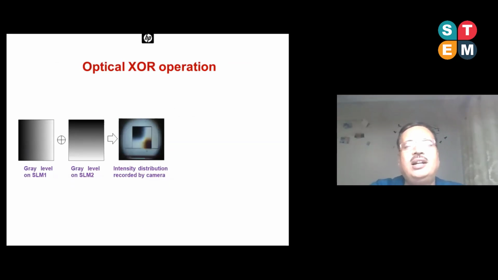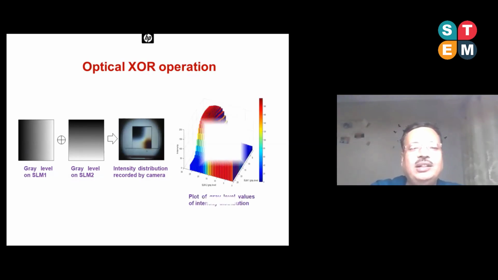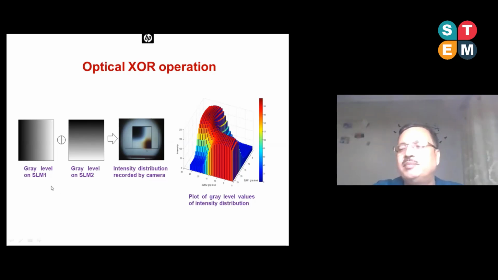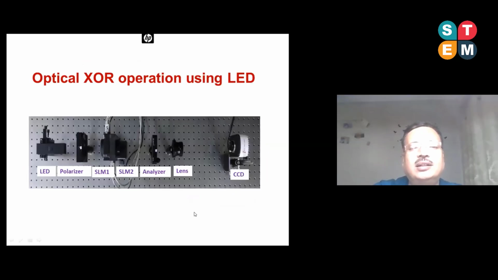So we have applied the optical XOR operation, exclusive OR operation, through completely optical means. For this, we have utilized two spatial light modulators, which are electro-optic devices. We are displaying some gray value on SLM1 and some gray value on SLM2, and trying to obtain this exclusive OR operation. This is what you will get after the XOR operation.